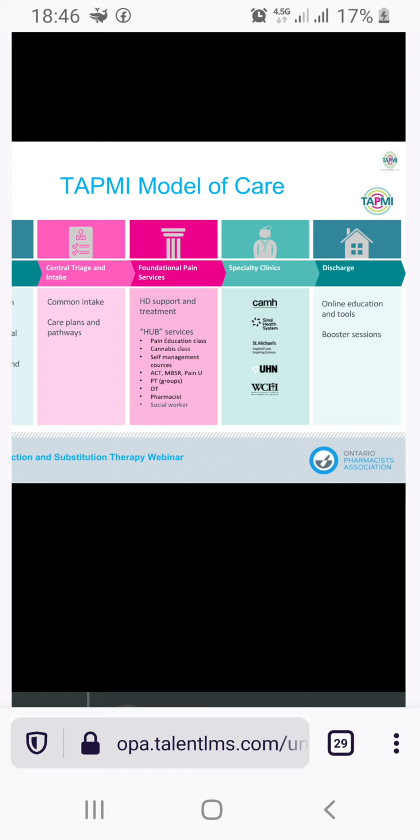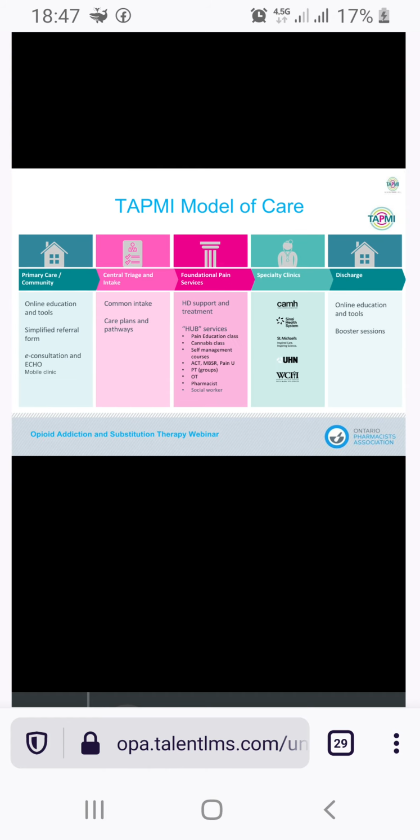The foundational pain services. So this is the area where I work as a pharmacist. So I support what we call the hub services. So TAPMI is based out of Women's College Hospital in Toronto, and this is where we have a mix of healthcare professional support as well as treatment or pain self-management programming. Some hub services you can see listed here is pain education class. So this is a one-time 3-hour education class for all patients admitted to TAPMI to provide them that good foundation around how we approach pain management.